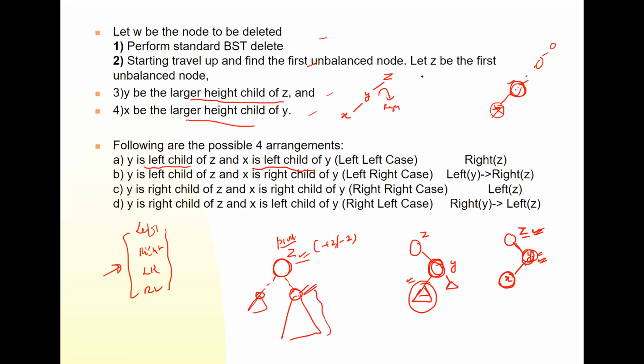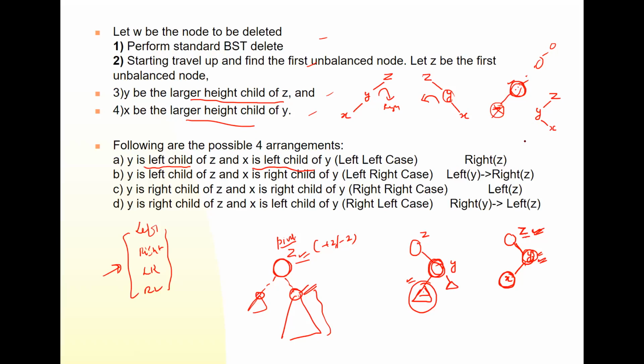Similarly, another case can be that the larger height child of the pivot node is at the y position, and the larger height child of y is also residing at the right position. Let it be x. Then we have to perform the left rotation, a single left rotation. The third category can be if the larger child of the pivot is towards the left, but the larger child of y is towards the right, that is x, in this direction. In that case, we have to perform 2 rotations.